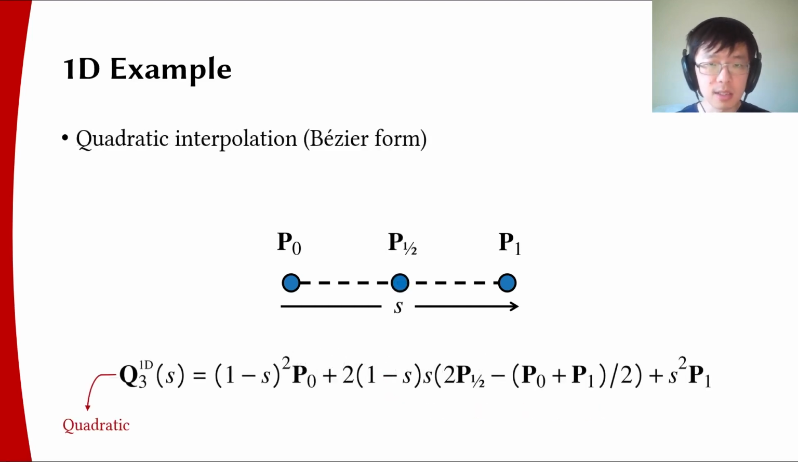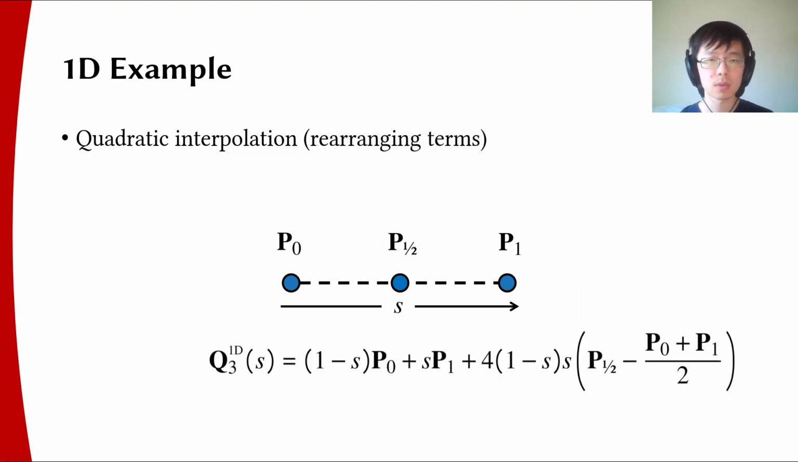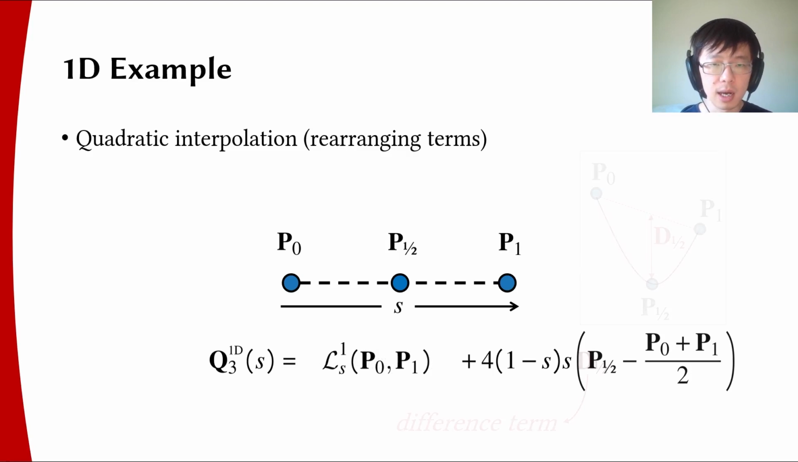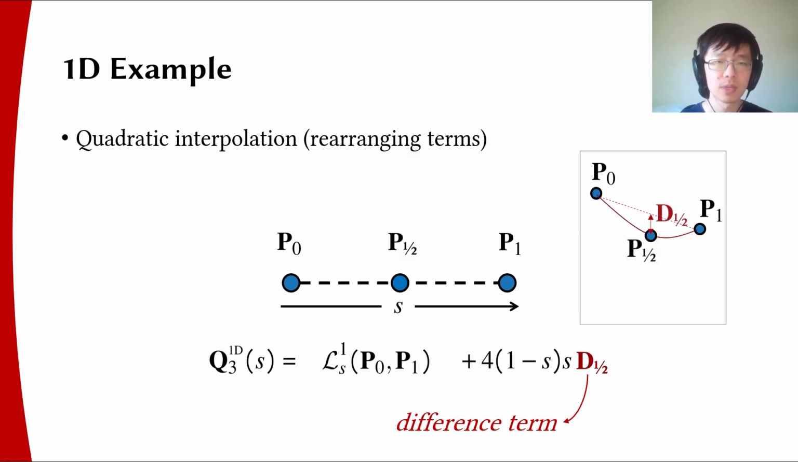We can extend this to quadratic interpolation Q3 by adding a midpoint. This uniquely defines a curve passing through the 3 height values. By rearranging the terms, we can express the same function as the linear interpolation plus a high-order term that includes the difference between the desired center value and the linearly interpolated center value. If the difference term is small, we know that the linear interpolation provides a good approximation.